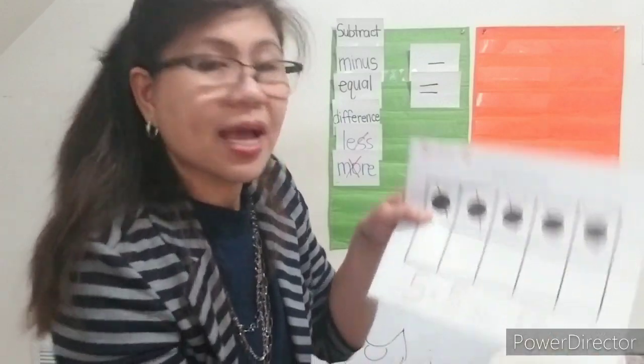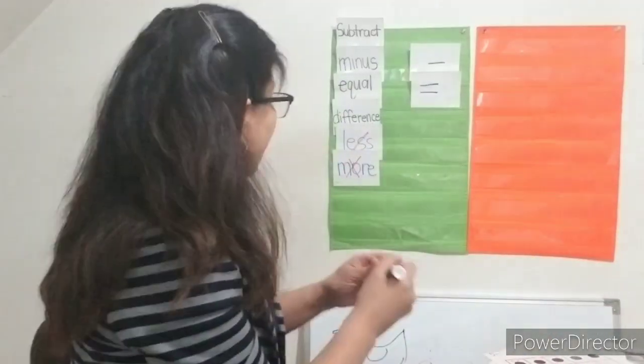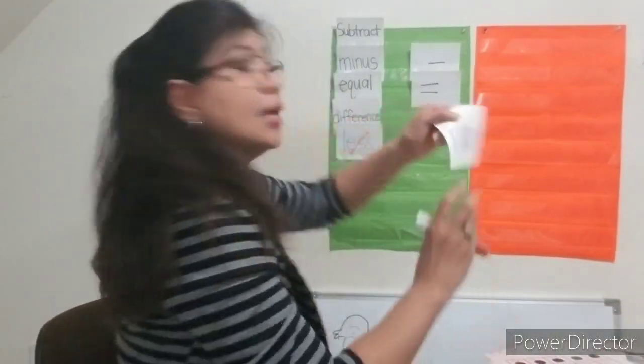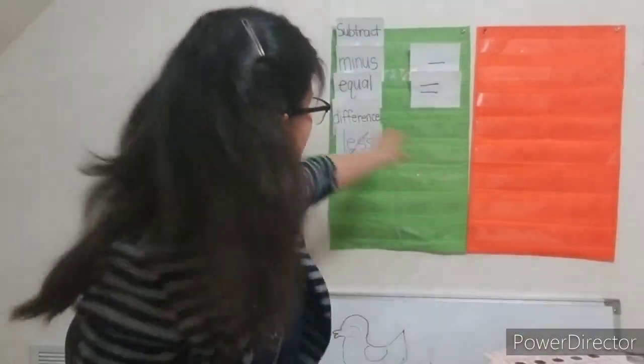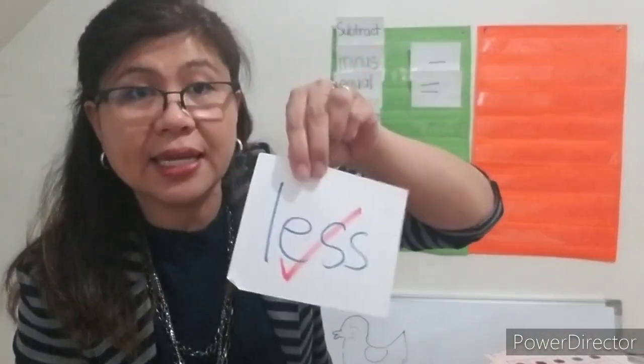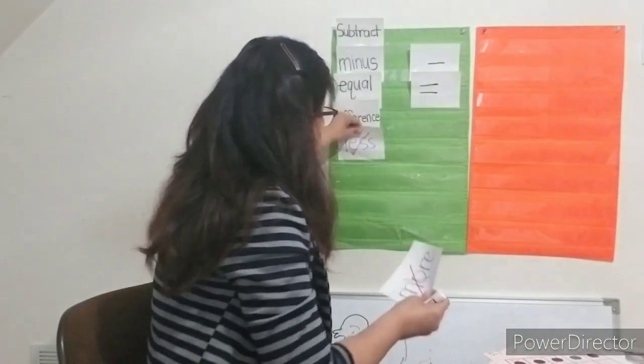Okay? So that's how subtraction works. Subtraction is not getting more. This is for addition. Subtraction is getting less. Understood? Okay. I will show you this one. What is this? Oh, that's too many. Okay, here we go.